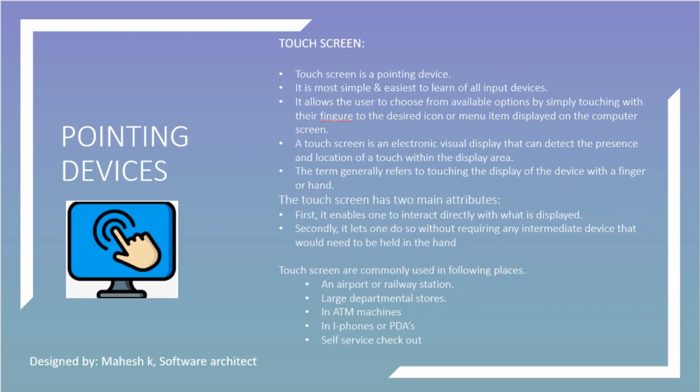Let's go to the next pointing device, that is called a touch screen. You can see how the touch screen looks like. A touch screen is a pointing device. It is the simplest and easiest to learn of all the input devices. It allows the user to choose from available options by simply touching with their fingers the desired icon or menu item displayed on the computer screen.